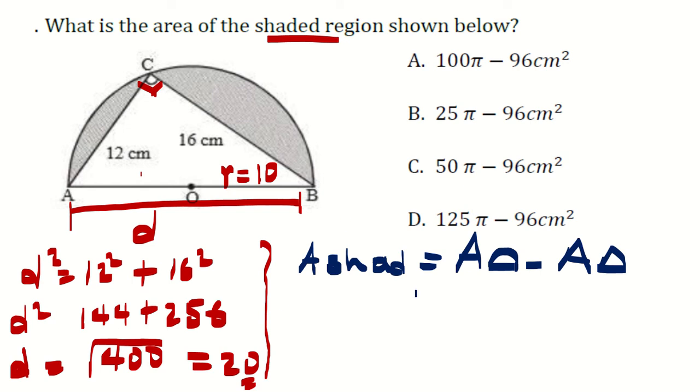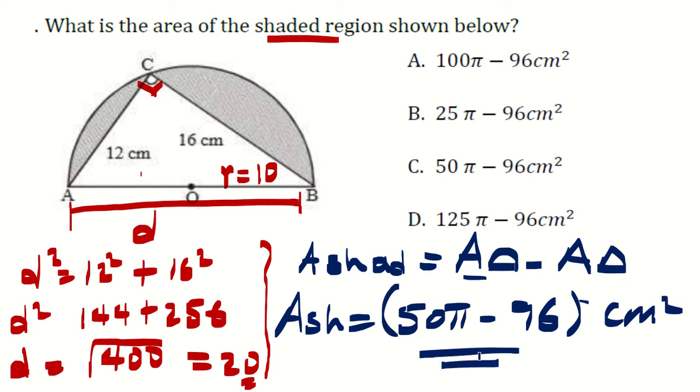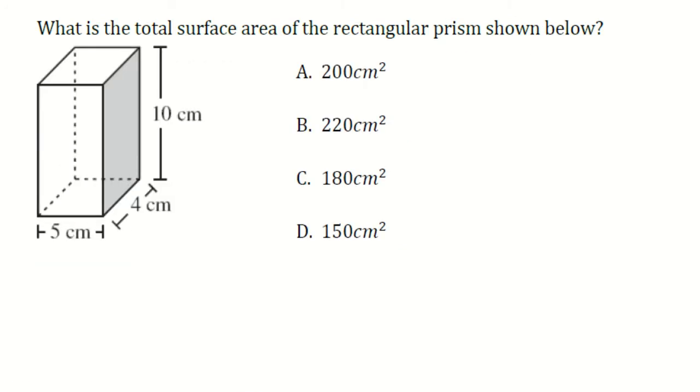So when you do that, the area of the shaded will be, the semicircle is 50 pi, we got it, minus the area of the triangle is 96 centimeters square. Done. So the answer is found in C. Pi means approximately 3.14, but this time we took it in terms of pi as it is. Okay, let's go to the next question.